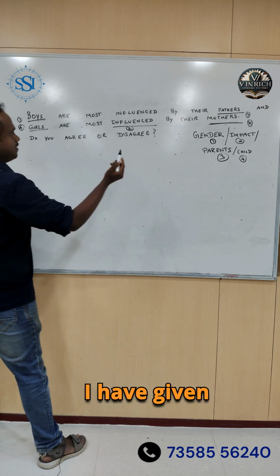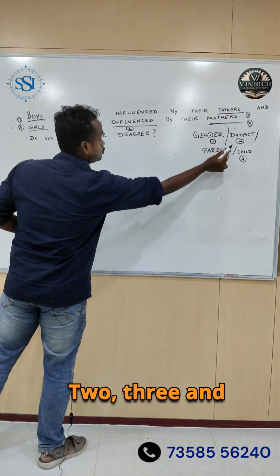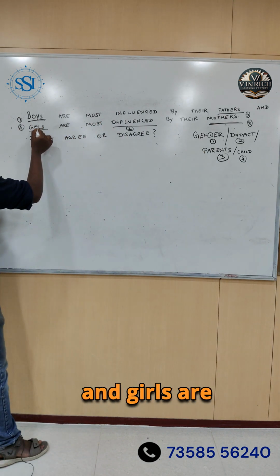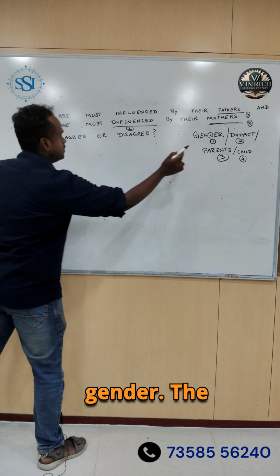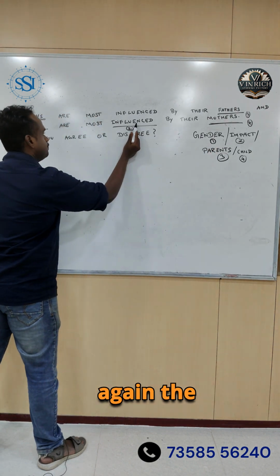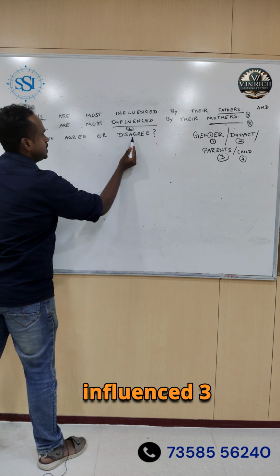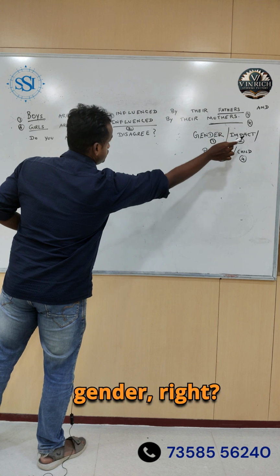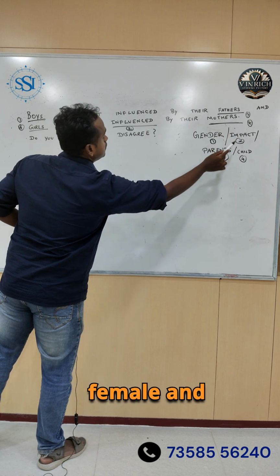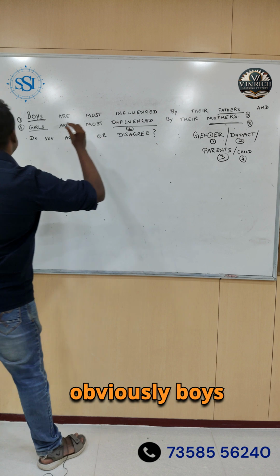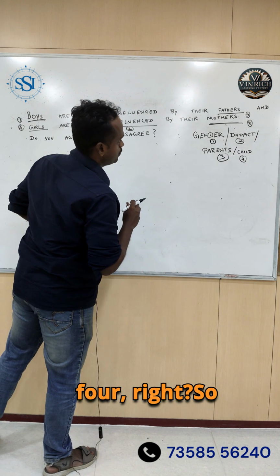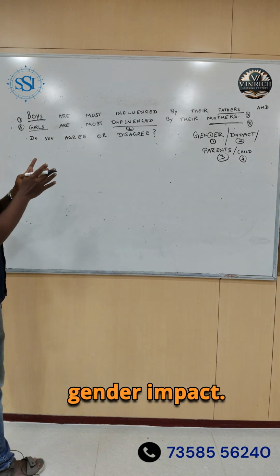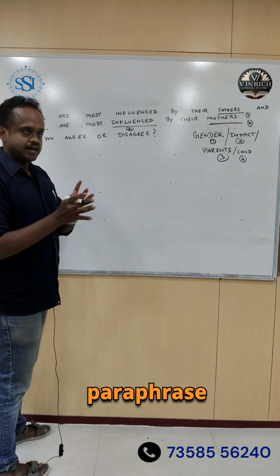Now over here I have given the serial numbers 1, 2, 3 and 4. 1 is for gender. When I indicate gender, boys and girls are paraphrased as gender. The 2 as impact, again the paraphrase word for influenced. Number 3, parents, that is fathers and mothers, as well as the gender, right, male and female. And child, obviously boys and girls, the 4, right? So that's how it goes. So the gender, impact, parents and child are the paraphrase words.